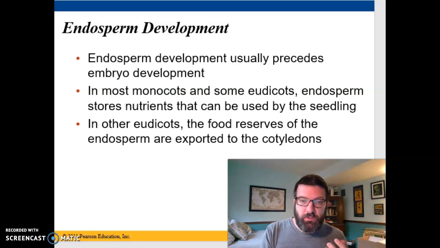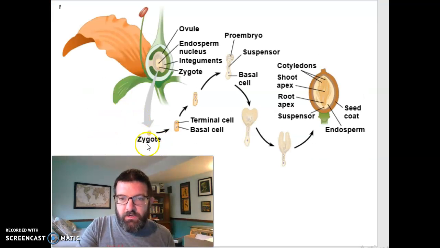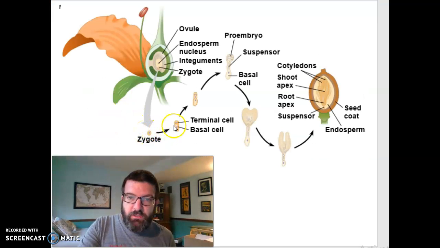Frequently, that endosperm is going to be the primary source of nutrition. In some dicots, the primary source of nutrition ends up being the cotyledons. Again, if you're dicots, it'll be the two cotyledons. Here you can see that initial zygote is going to undergo a lot of mitosis, and it will ultimately form what will become an embryo, and then the shoot apex, the root apex, and in between, you'll have what's called the hypocotyl, which we'll look at in a moment.